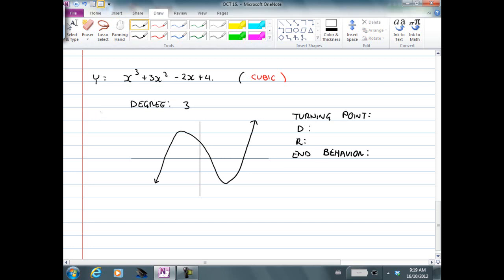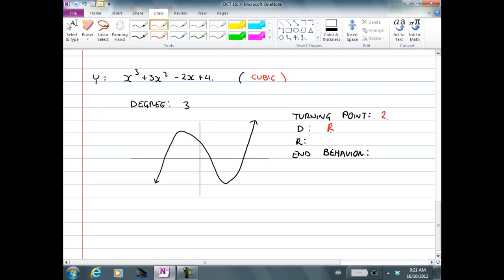End behavior, turning points. Guys, I'm going to pause. Turning points: how many turning points do you have? 2. Done. Domain? All reals, correct. Range?